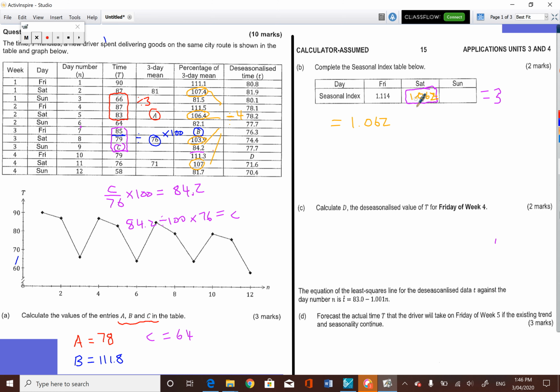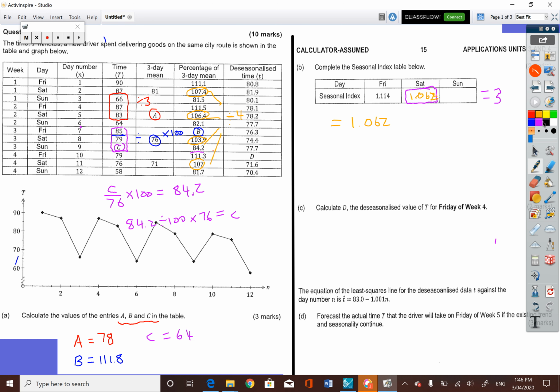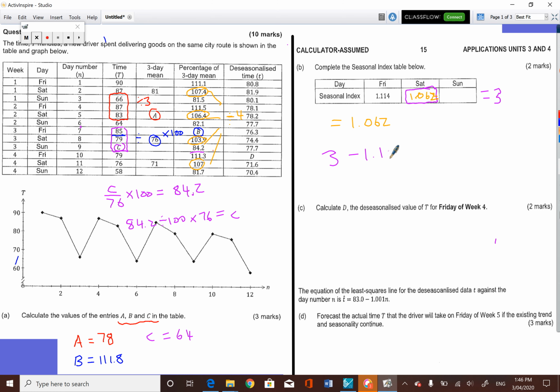Now we can chuck 1.062 in here. There we go. And now that we've got 2, our third one is going to come for free, as I mentioned. So what we can do is we can do 3, take away 1.114, which was Friday, take away 1.062, which was Saturday, and then that will leave us with 0.824 left. So that must be my value of Sunday to make these 3 equal out to 3, because we've got 3-point average there.